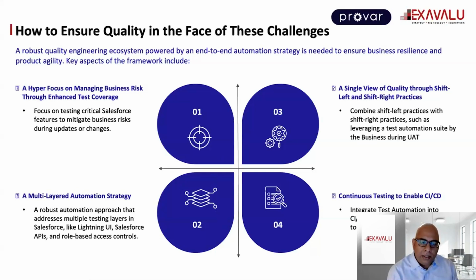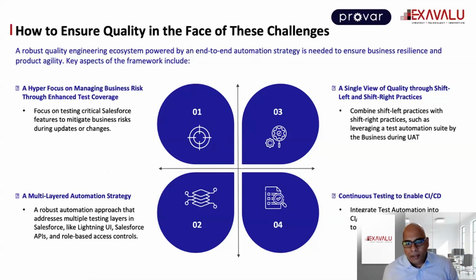Second is because Salesforce as a platform has so many different components, you've got to have a multi-layered automation strategy. So you're addressing not just the UI. Of course, within that you may have multiple flavors of the UI with LWCs and Classic. And then you've got to make sure you also test the APIs. As we said, most large ecosystems are highly integrated, and then the role-based access controls, again, something we alluded to. So you've got to, from the outset, have a strategy that addresses this.